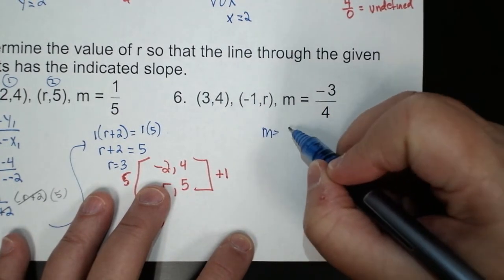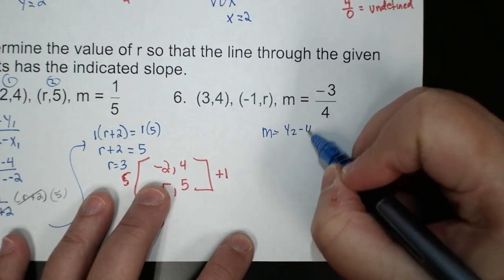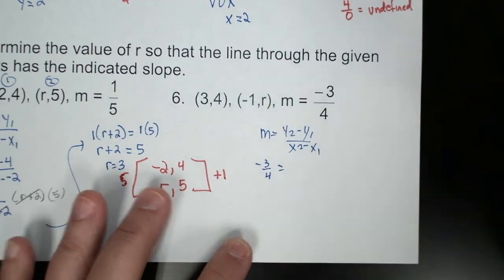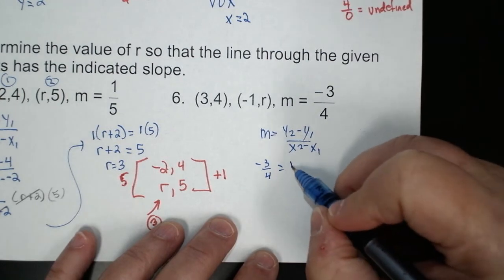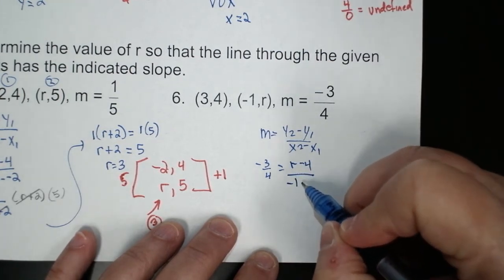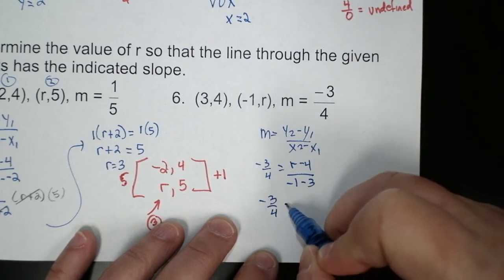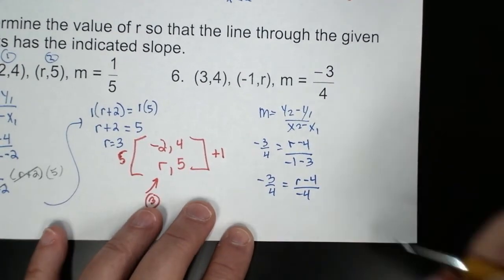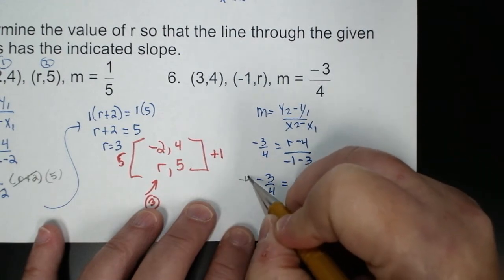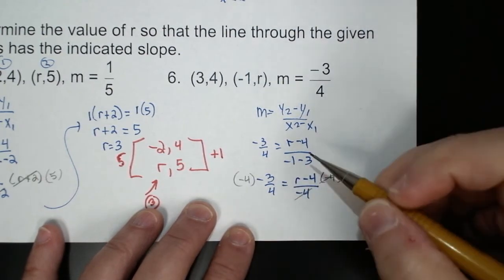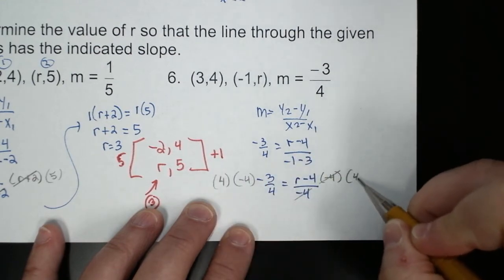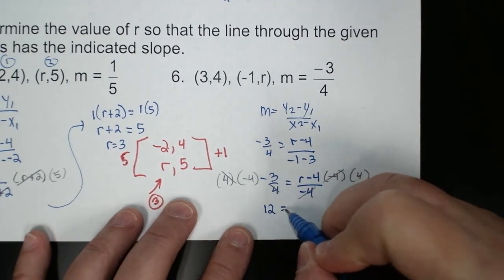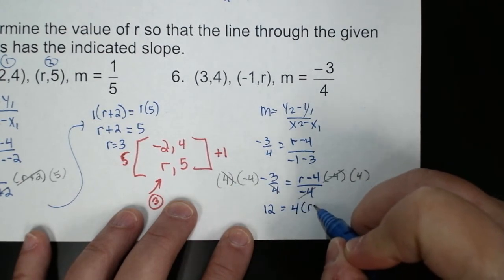Okay, m equals y2 minus y1 over x2 minus x1. My -3/4 equals r minus 4 over -1 minus 3. -3/4 equals r minus 4 over -4. So I'm going to multiply this by -4 and this by -4. That becomes 1. I'm going to multiply this by 4 and this by 4, and that becomes 1. So you end up with 12 equals 4 times r minus 4.